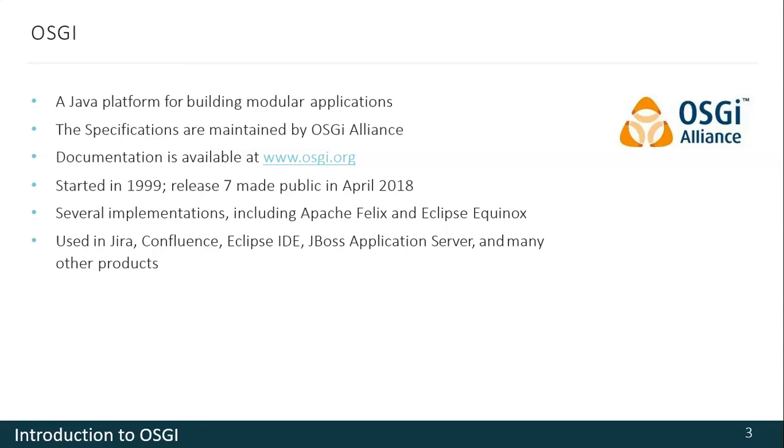OSGI specification defines the API. The API classes and interfaces come as a jar file and Java doc. To work with OSGI, we need an implementation. There are several API implementations. The most famous are Apache Felix and Eclipse Equinox. Adobe AEM uses Apache Felix. OSGI is used in many well-known products such as Jira, Confluence, Eclipse IDE, and JBoss Application Server.